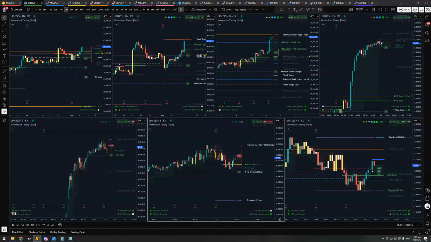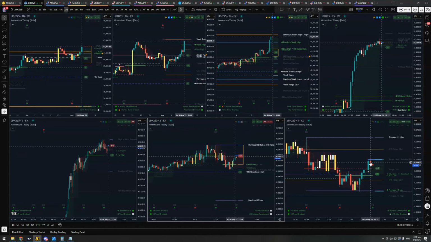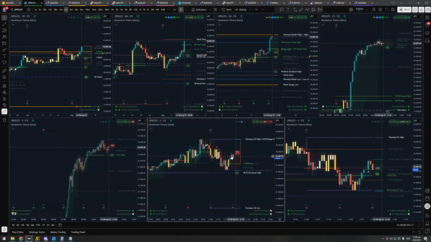Okay, so nothing yet. 15 second closure. All right, so no entry there, inside bar, that creates a range. And so this is kind of a very annoying area for this to be in.